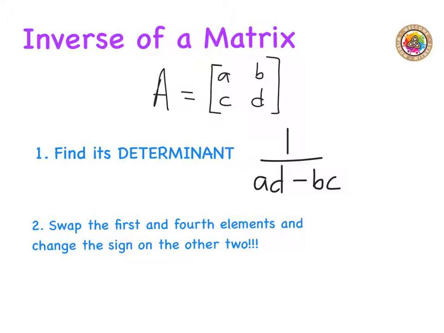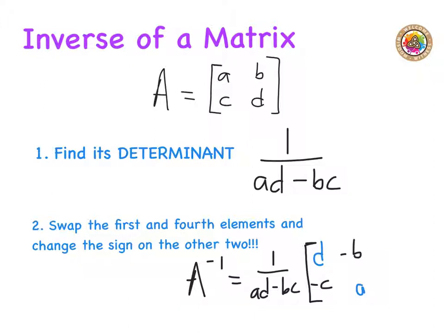And so our A inverse becomes 1 over the determinant, so 1 over AD minus BC, multiplied by, well, I have to swap the first and the fourth element. I'm swapping A and D, so D moves up to here and A is down here, and I have to change the sign on the other two elements. So I'm going to change B to minus B and C to minus C. And so that's how I get the inverse of a matrix.